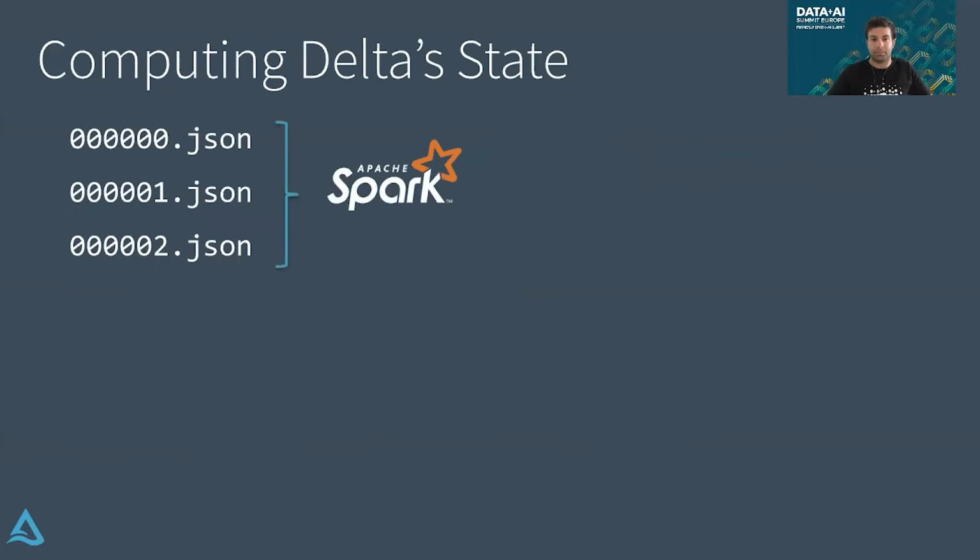So how does Delta compute its state? What we'll have to do is list the transaction log directory. We'll find the JSON files that we see, and then we will use Spark to play those actions in order to compute the latest state. Once we compute the latest state, we'll cache that version in memory so that any operations on your Delta table after that can reuse this cached version and not have to do this state computation again.